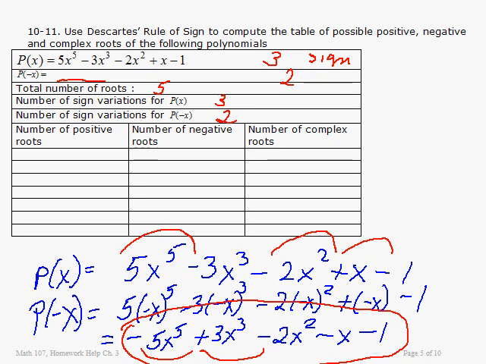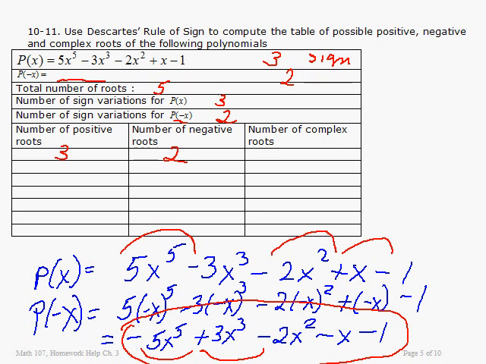Now, the fact that the number of sign variations for p of x is 3 means the maximum number of positive real roots you can have is 3. You could have fewer, but the maximum is going to be 3. The maximum for the negative is the 2. It came off of the sign variations for p of minus x. Now you could have fewer, but for example in the case of 3, you can't go 3, 2, 1, 0. You can only decrease by 2.